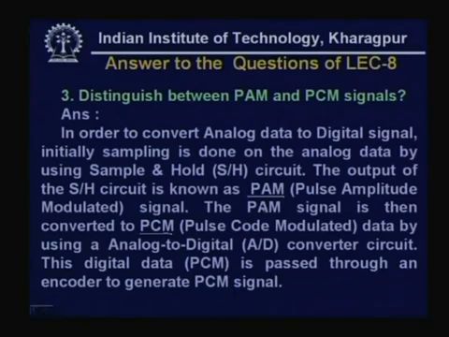After you have got the PAM signal, an analog to digital converter is used to quantize the signal, then you use an encoder to generate the PCM signal. Line encoding is done. So, you see PAM is essentially an intermediate step for generating PCM signal.